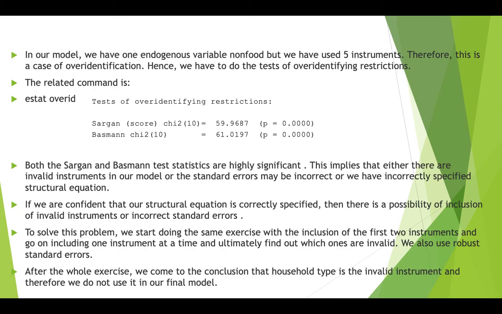So there are three possibilities: either we have included some invalid instruments, or we have incorrect standard errors because we have not used the robust standard errors, or thirdly, we have a measurement error. Now our model is perfectly specified, so there is no problem of misspecification. We can tell from our original economic knowledge and original perception.